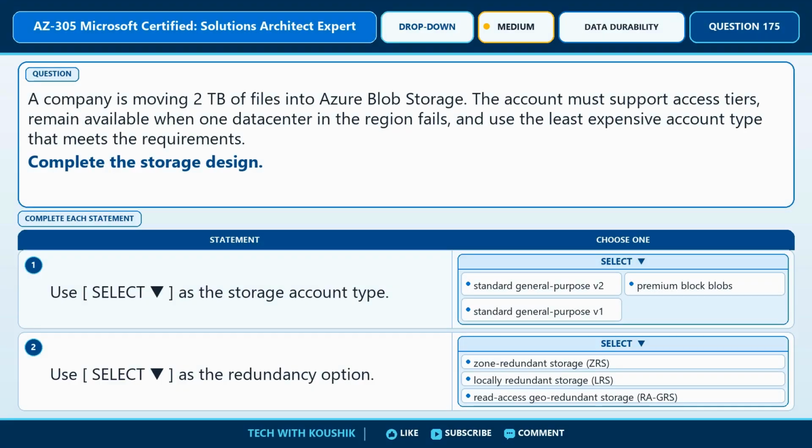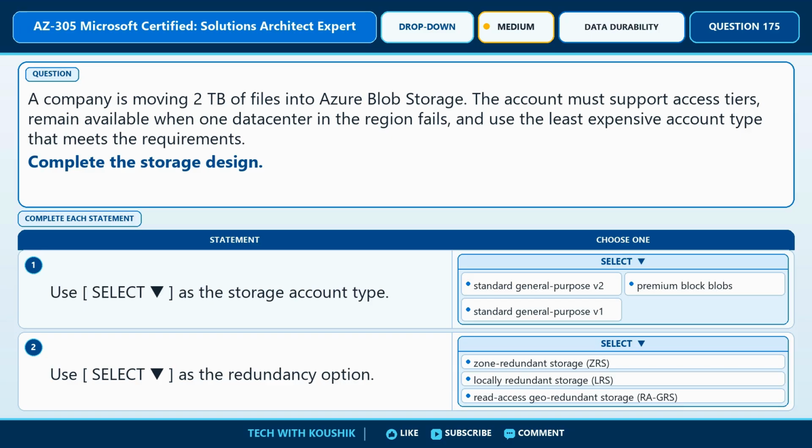Question number 175. Consider this scenario. A company is moving 2 terabytes of files into Azure Blob Storage. The account must support access tiers, remain available when one data center in the region fails, and use the least expensive account type that meets the requirements.